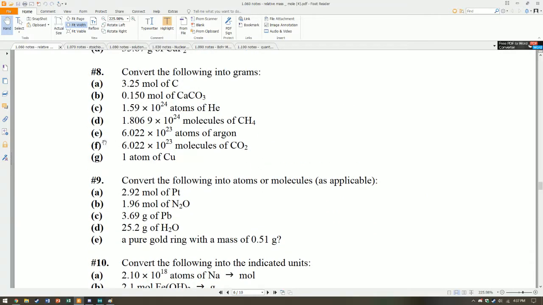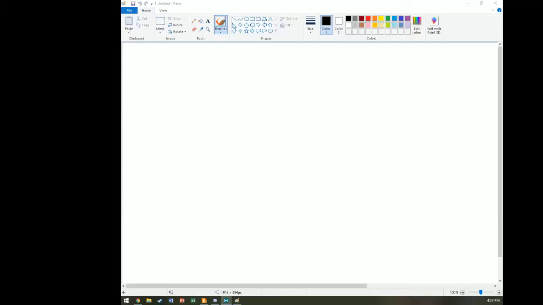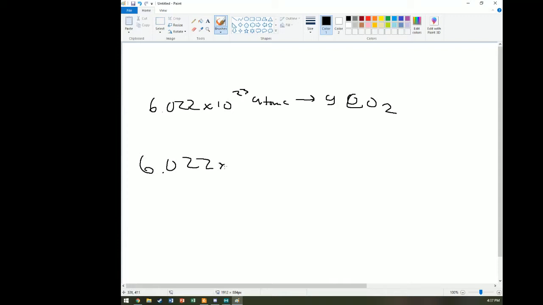Let's do a conversion here, just as an example. Let's do F. I'm not going to go through a lot of them. If you guys want me to post a separate worksheet, I would be more than glad to do so. But until then, let's convert 6.022 times 10 to the 23 atoms to grams of CO2. Well, I happen to know that for every 6.022 times 10 to the 23 atoms, I can write out a string of conversion factors here.